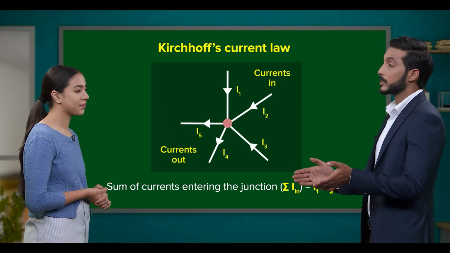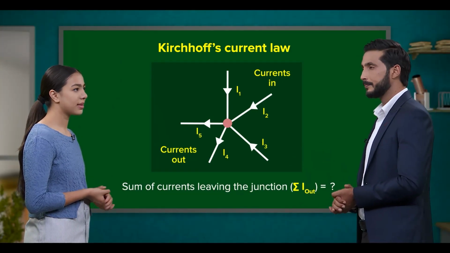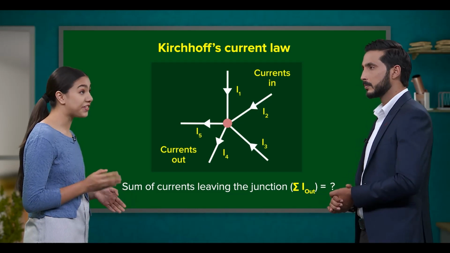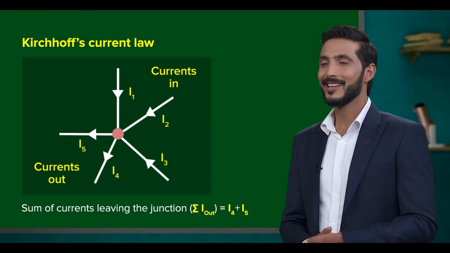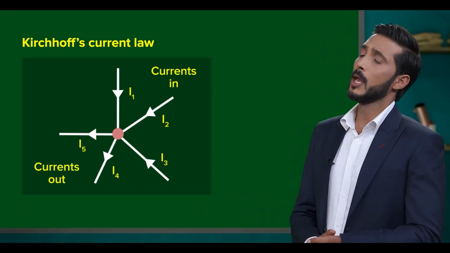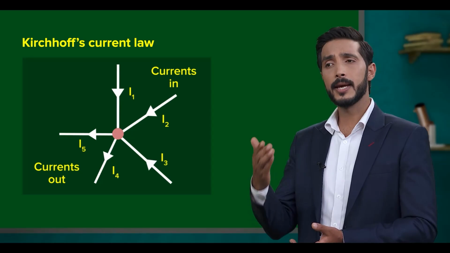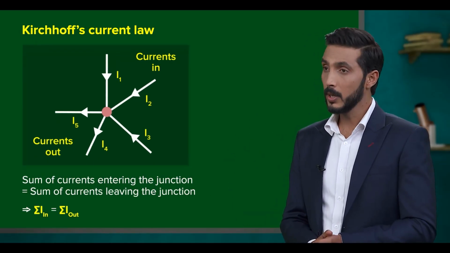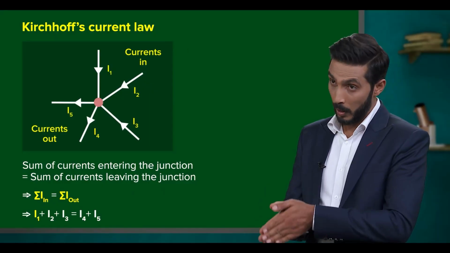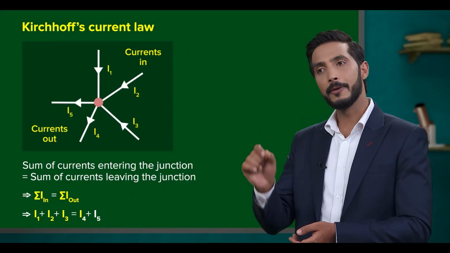That's right. Similarly, can you tell us the sum of currents leaving the same junction? That's easy. That should definitely be I4 plus I5. Cool. So, all in all, what Kirchhoff's current law says is both the currents entering and leaving a junction should always be equal. Therefore, in our case, I1 plus I2 plus I3 should be equal to I4 plus I5.